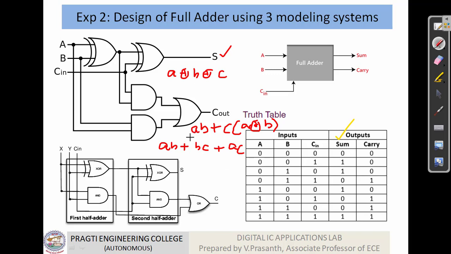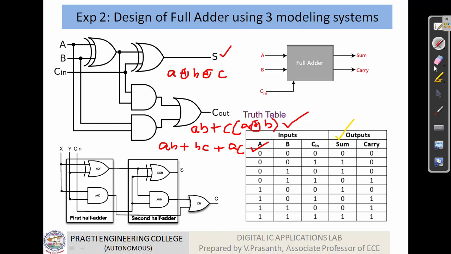Or we can have the expression in terms of AB plus C (A plus A exclusive-OR B). We can write it in either of these expressions. Also, you can realize a full adder using two half adders, and that is part of the structural programming.